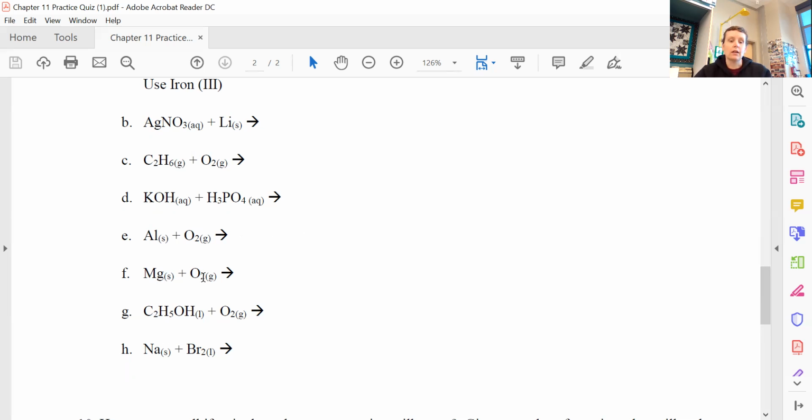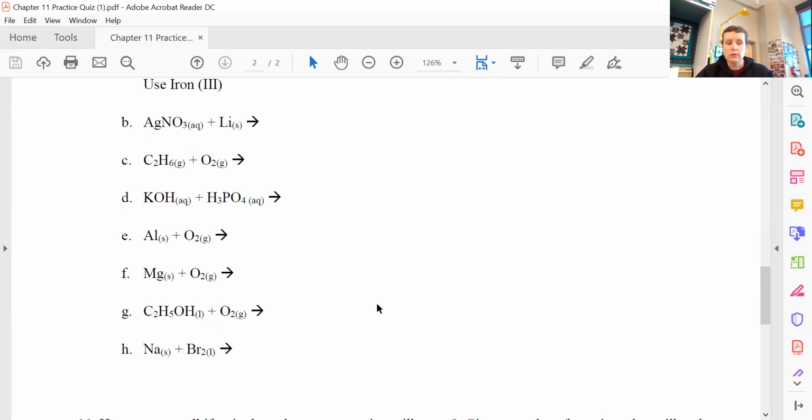Part F, again, combination or synthesis, magnesium and oxygen. Magnesium becomes a +2, oxide is a -2, so MgO, they already balance each other, and that one will also be a solid. Oh, for balancing on part E, you'll end up with a 4 in front of aluminum, 3 in front of oxygen, and a 2 in front of aluminum oxide. Balancing on part F, you'll end up with 2 magnesiums and 2 magnesium oxides.